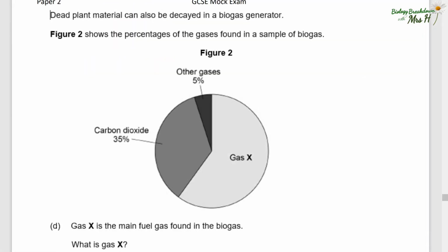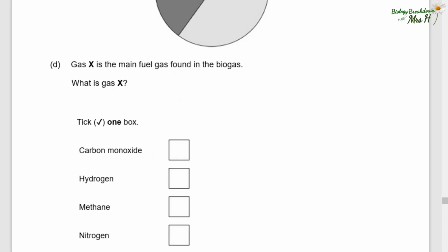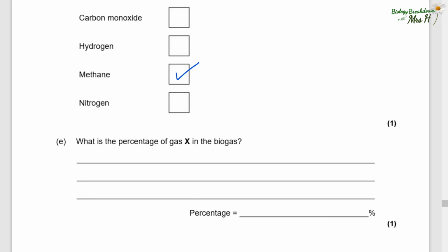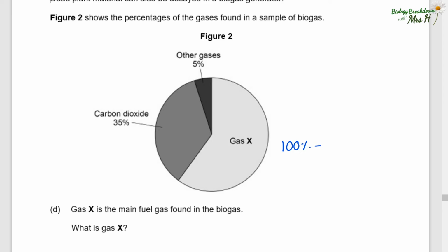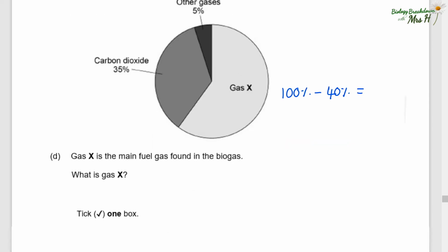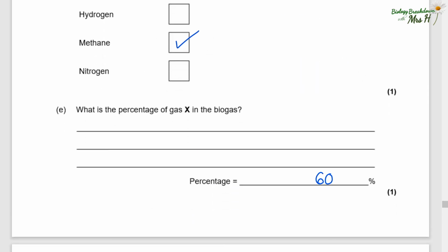Dead plant material can also be decayed in a biogas generator. Figure 2 shows the percentage of gases found in a sample of biogas. Gas X is the main fuel gas found in biogas. What is gas X? It's methane. What is the percentage of gas X in the biogas? So we've got our pie chart here. Let's take that whole circle as 100%. Carbon dioxide and other gases, if you add those together, that gives you 40%. So you just got to work out the difference, which is going to be 60%.